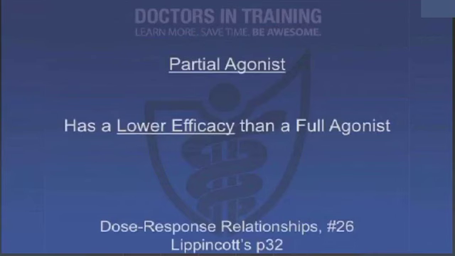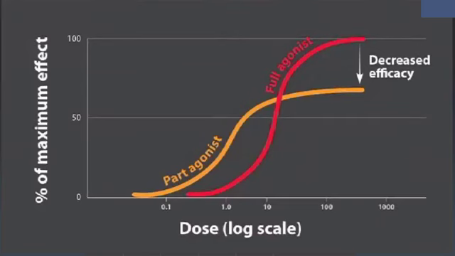Okay, so let's go back to Lippincott for just a couple of quick things. We already briefly mentioned the idea of a partial agonist. A partial agonist has a lower efficacy than a full agonist. The maximum response is lower. The efficacy is lower. This is independent of the affinity of the ligand for the receptor. A partial agonist ligand may have higher or lower affinity for the receptor compared to the full agonist. It's just a different efficacy. It's not going to give you the full response like a full agonist would.